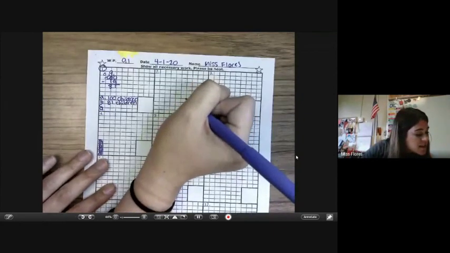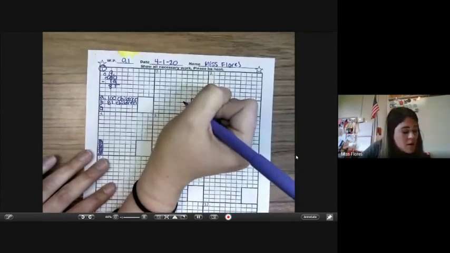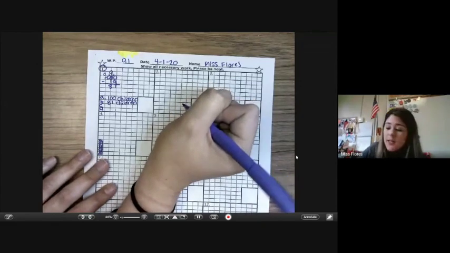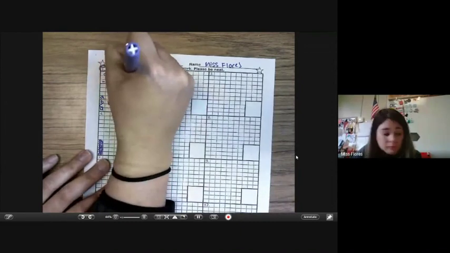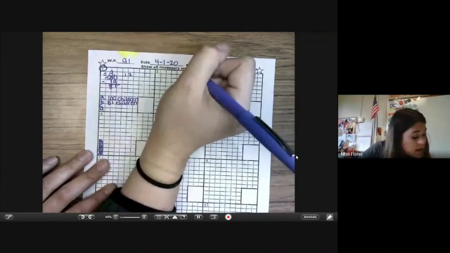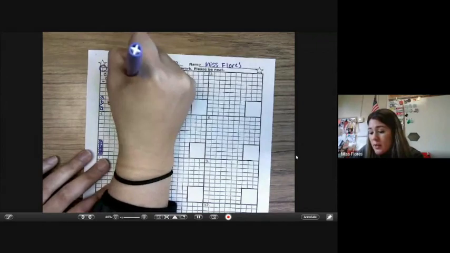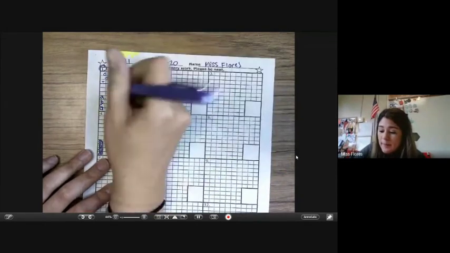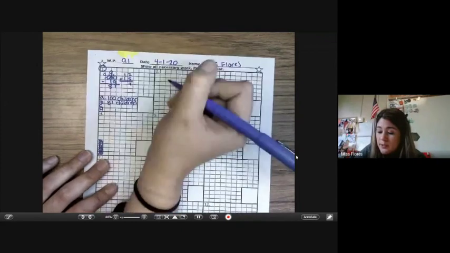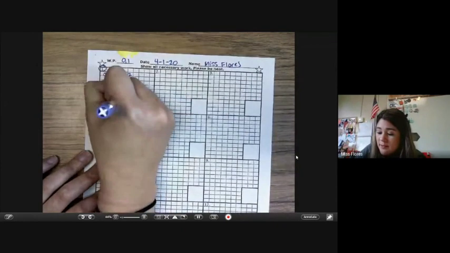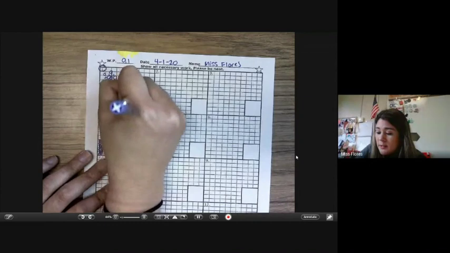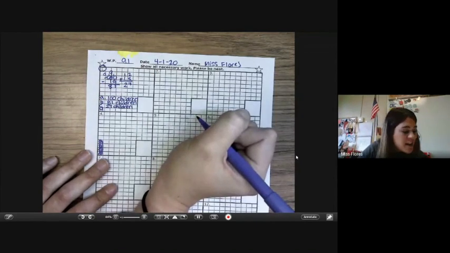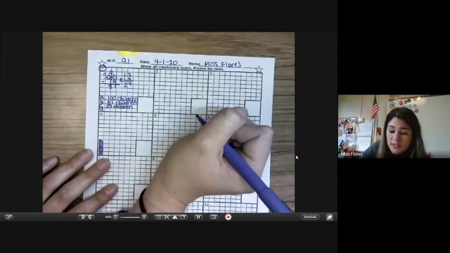All right, C says, how many children were either hiking or skating? So that means we're going to add. So let's see, how many were hiking? We have 12. And how many were skating? 15. So that means we're going to go ahead and add 12 plus 15. 5 plus 2 is 7, and 1 plus 1 is 2. So now we have 27 children, not dolphins, who are hiking or skating. All right, C, how many? Oh, I just did C.